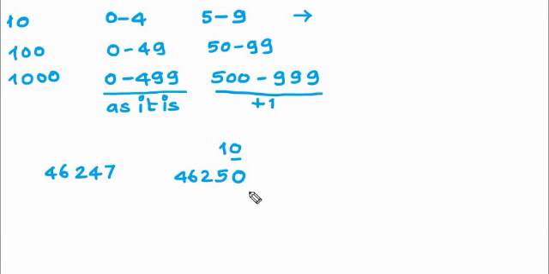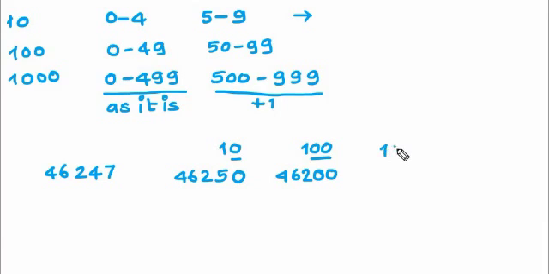46,250. Now if I want to round it off to the nearest hundreds, 100 has 2 zeros. So let's take 2 digits, 47. 47, where does it fall? It falls here. When it falls here, the remaining number stays as it is. The last 2 digits become 0, and 462 stays as it is. So the number becomes 46,200.